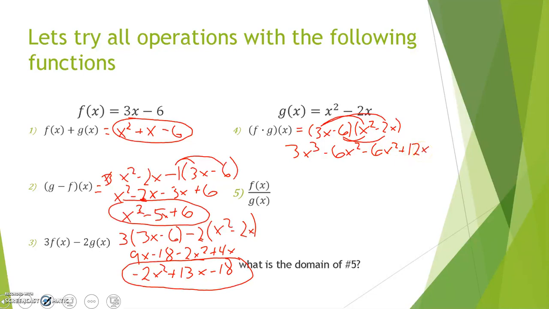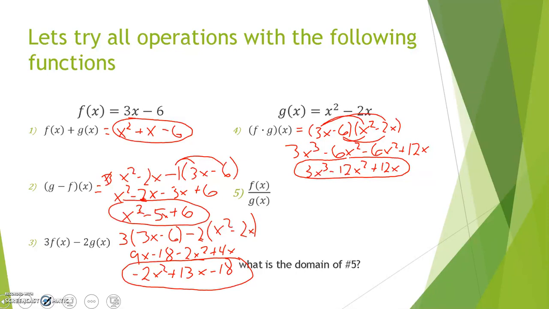So when I combine all of my like terms, I'm going to have 3x to the third minus 6x and minus 6x is minus 12x squareds. And then I have plus 12x. So this is what I should get when I multiply those two functions together. Now let's take a look and see what happens when we divide the two of them.